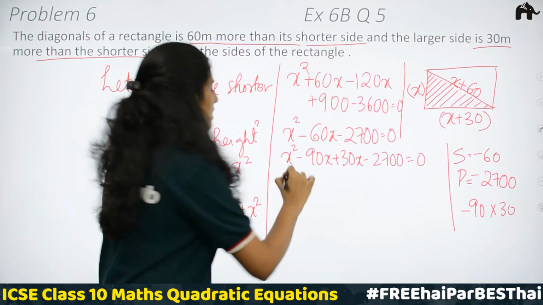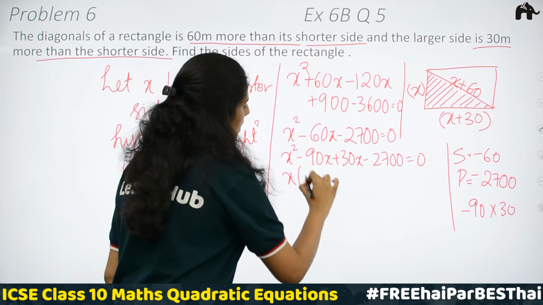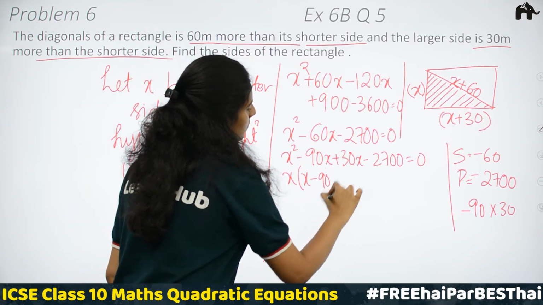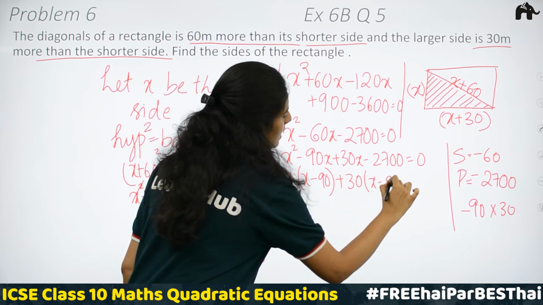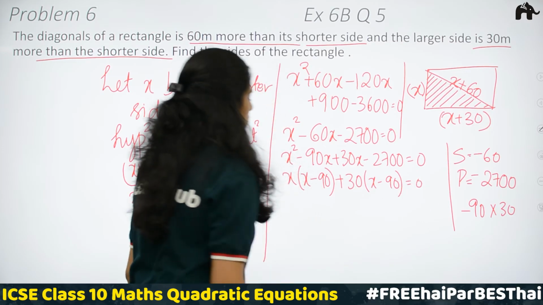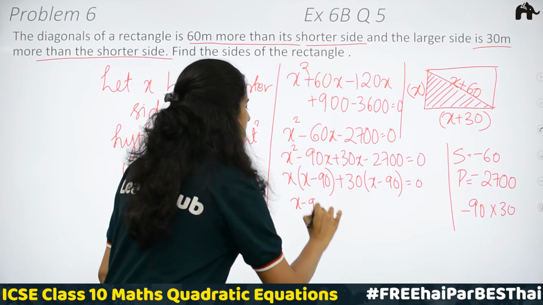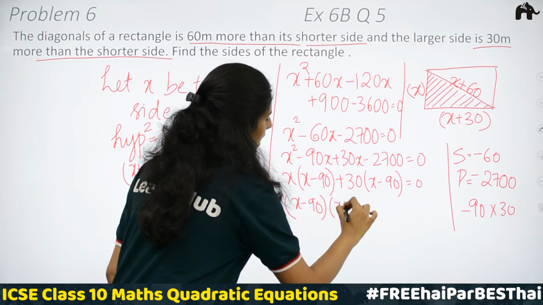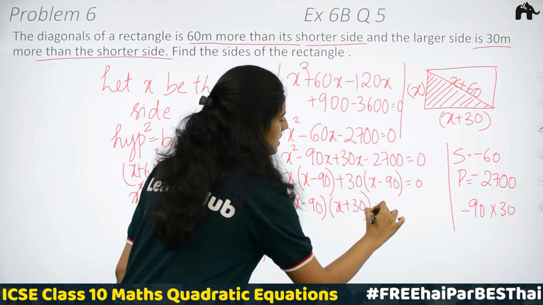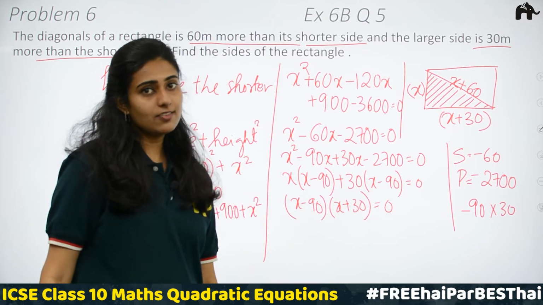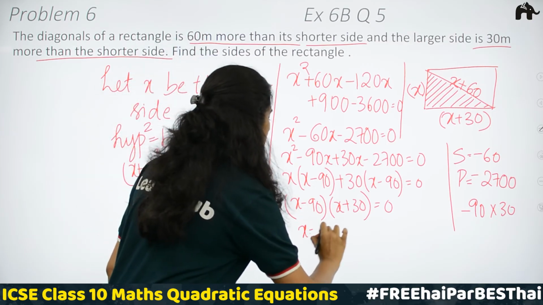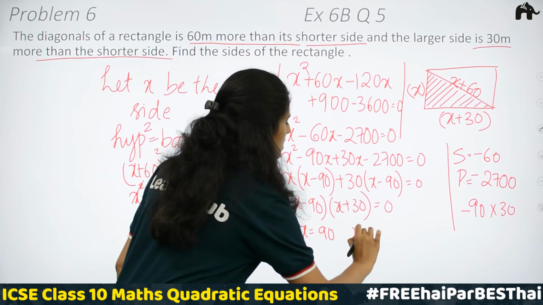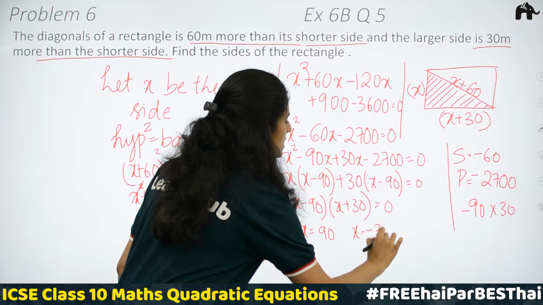Taking common, from this we can take x common, x minus 90 plus 30 is common, x minus 90 is equal to 0. That is x minus 90 taken out, remaining we have x plus 30 is equal to 0. Then what are the values of x? Applying the zero product rule, we get x is equal to 90 or x is equal to minus 30.